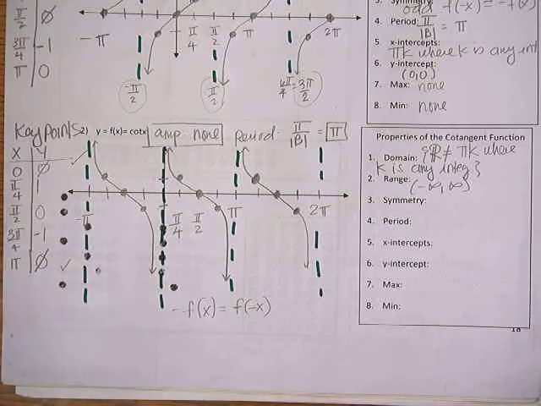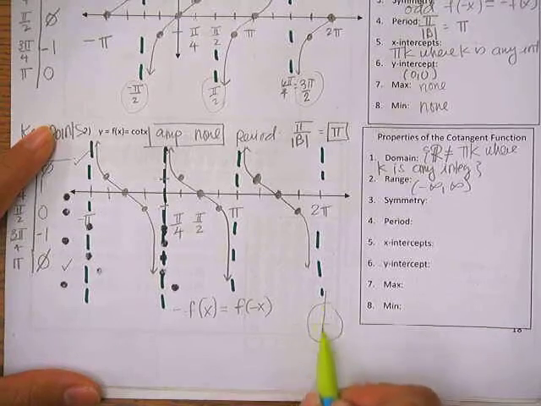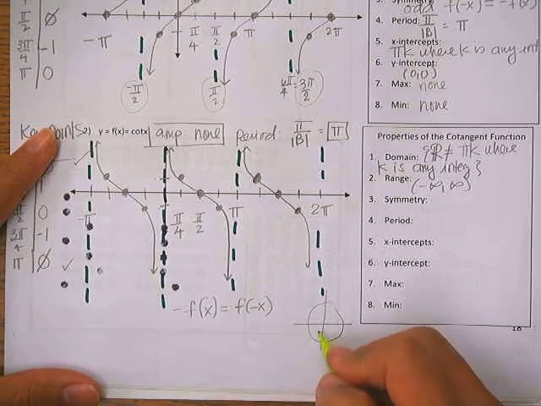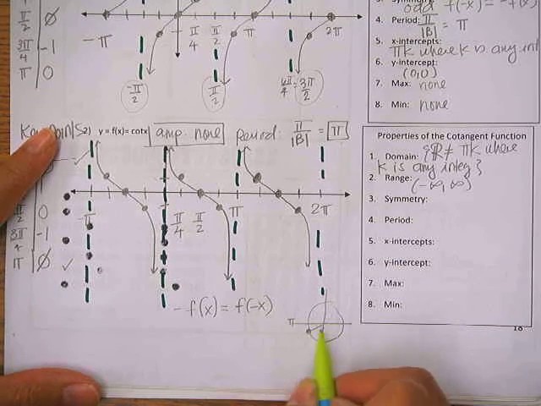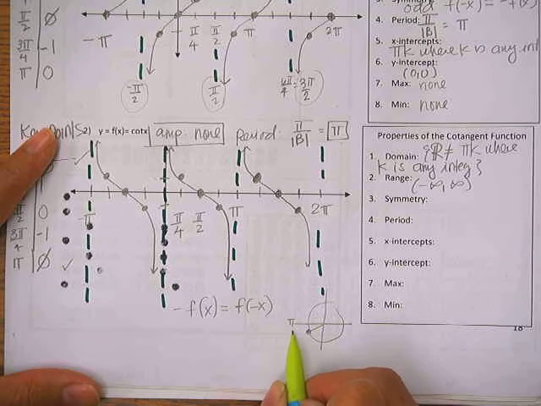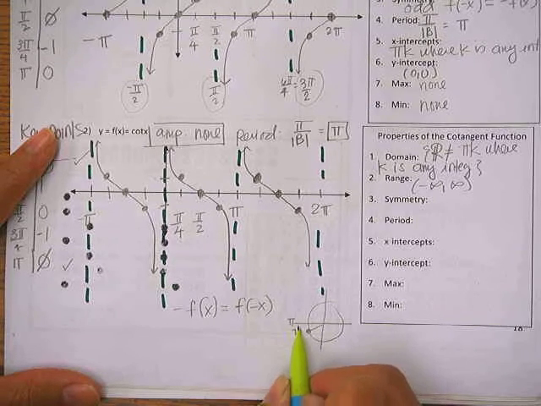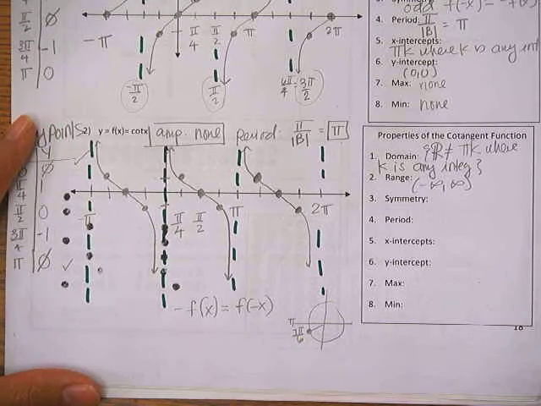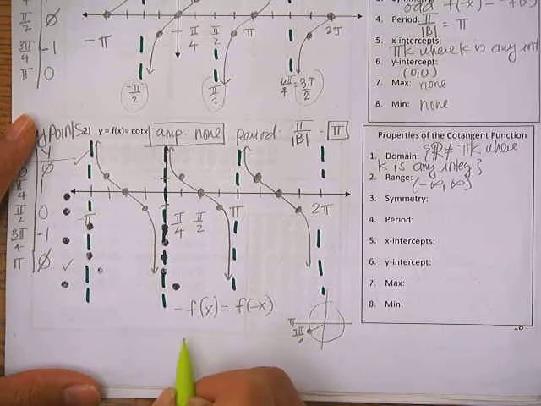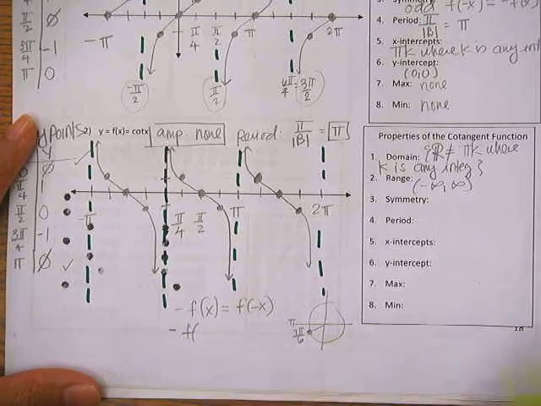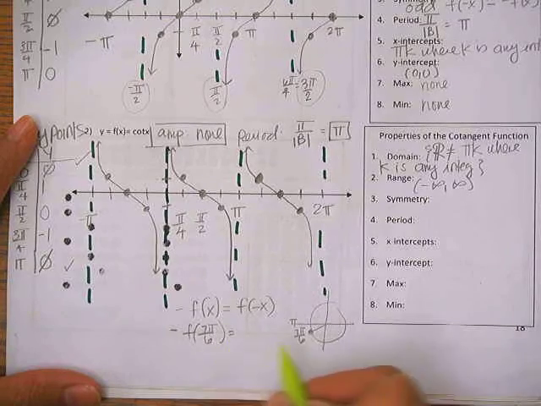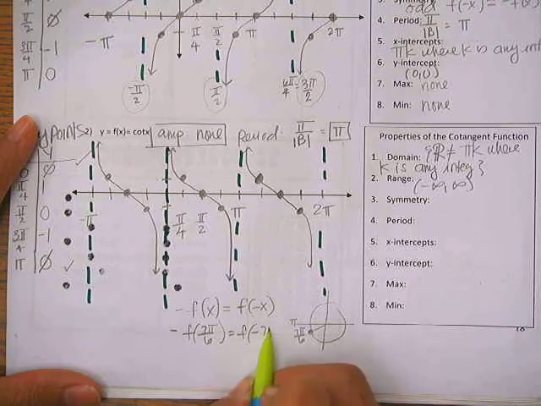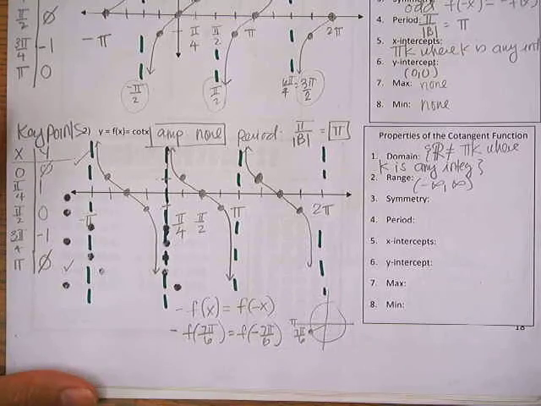what would x be? I need a unit circle. Okay. How about this location right here? Let's see, this is a pi. Let's make the reference angle pi over 6. So this is 7 pi over 6. Okay? Randomly. So the question is negative f of 7 pi over 6 equal to f of negative 7 pi over 6, question mark. Fair, right?